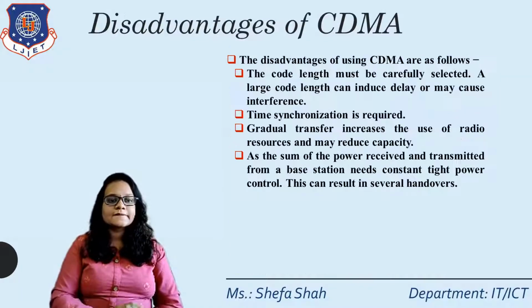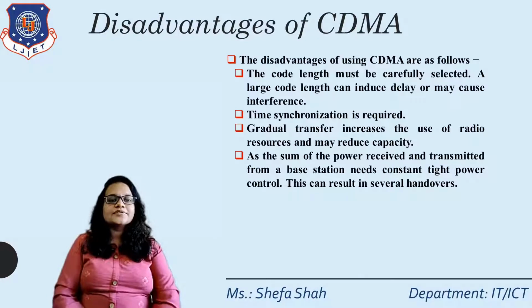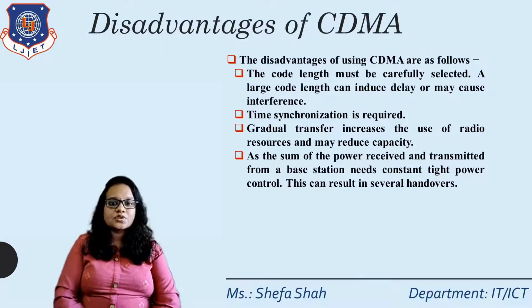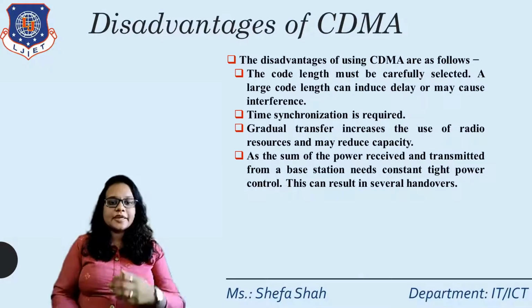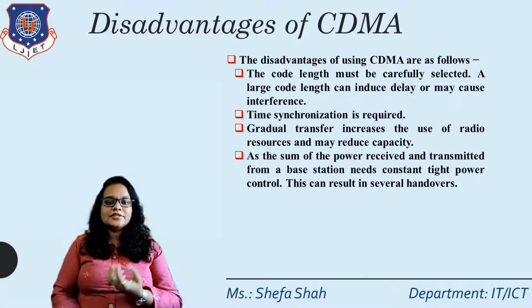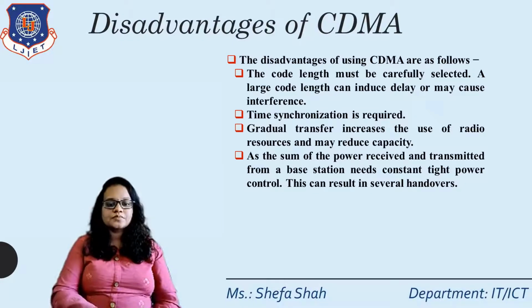Then, what are the different disadvantages of CDMA? The code length must be carefully selected. A larger code length will induce delay and may cause interference. Second, time synchronization is required between the sender and the receiver. Then, gradual transfer increases as the radio may reduce the capacity. And as the sum of power received and transmitted from the base station is constant, it will result in several handovers.